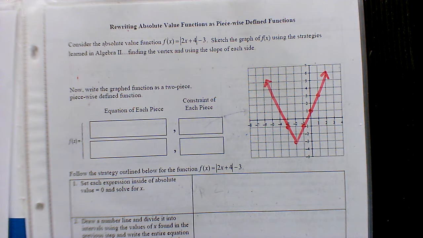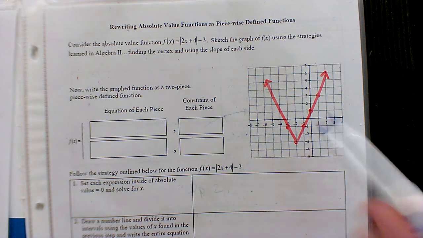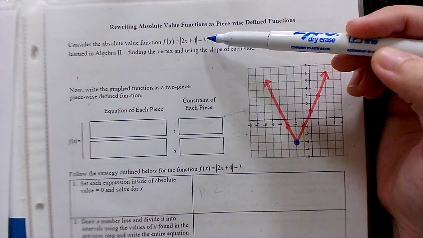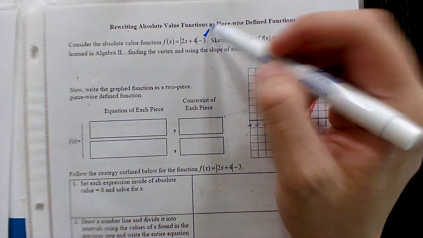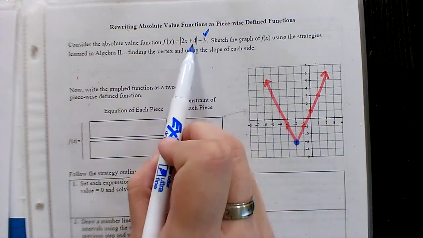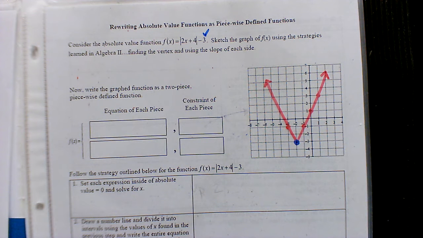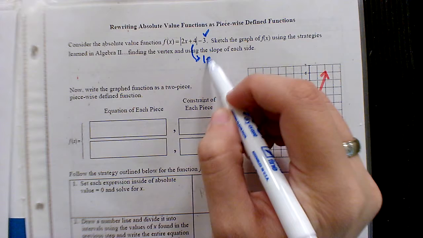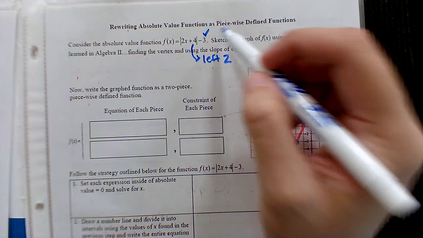Alright, so let's see if our transformation idea here was correct. Typically, the vertex or the bottom of that V starts at the origin. It now is there. Did it move down 3 like we thought it would? Okay, so that one checked out. Did it move left 4 like we thought it would? No. How much did it actually move left? 2, right? 2 to the left. Okay, so somehow this plus 4 is actually moving it left 2.